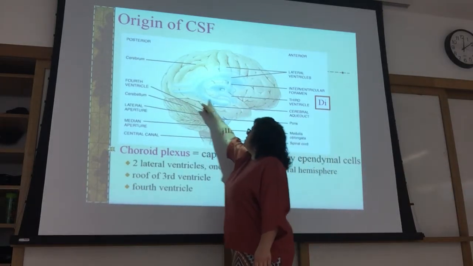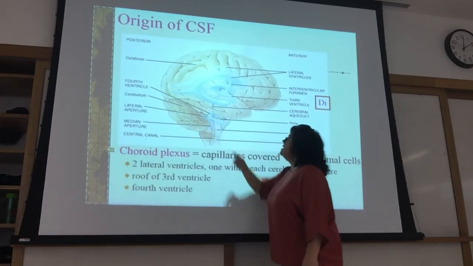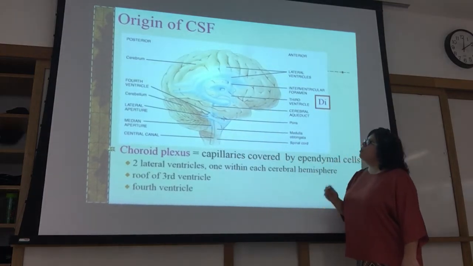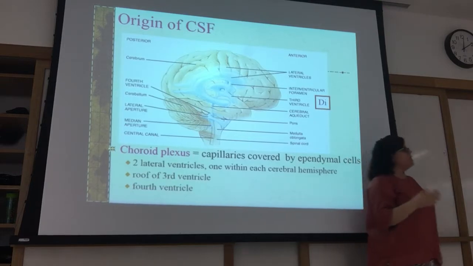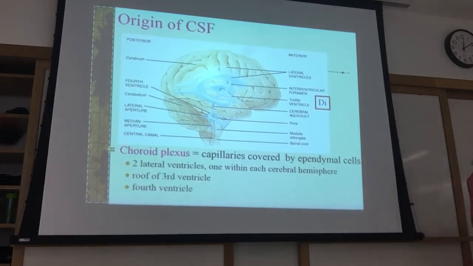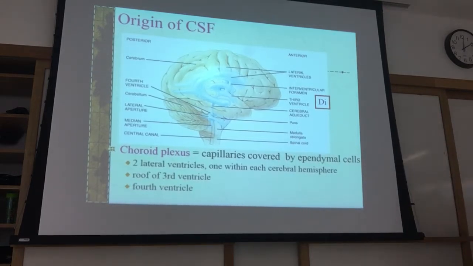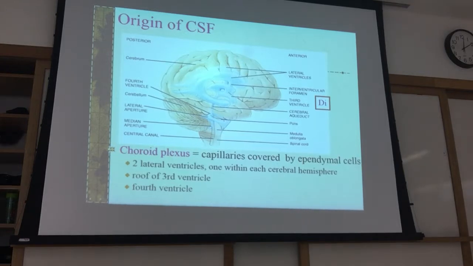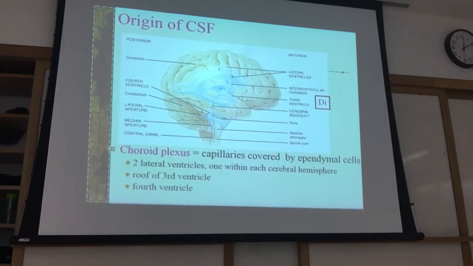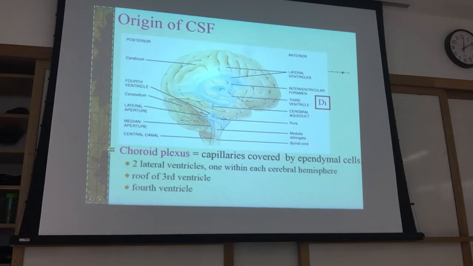With this C-shaped area here, this is the lateral ventricle. You can more easily see the connection between the lateral ventricle and the third ventricle. You picture all of this light blue as fluid-filled areas. The lateral ventricles connect to the third ventricle through a little foramen, a little tube, which is the interventricular foramen.